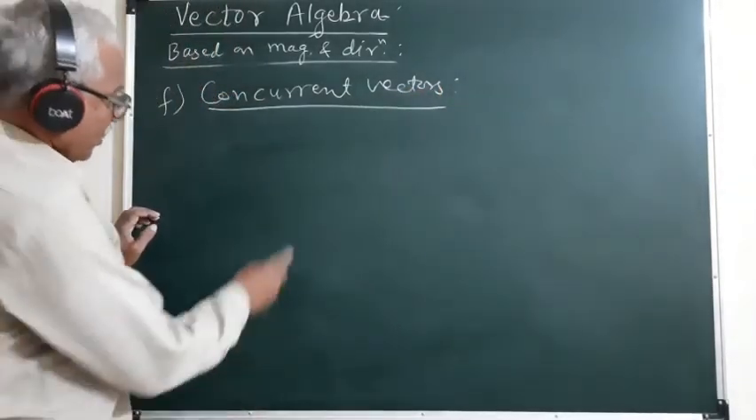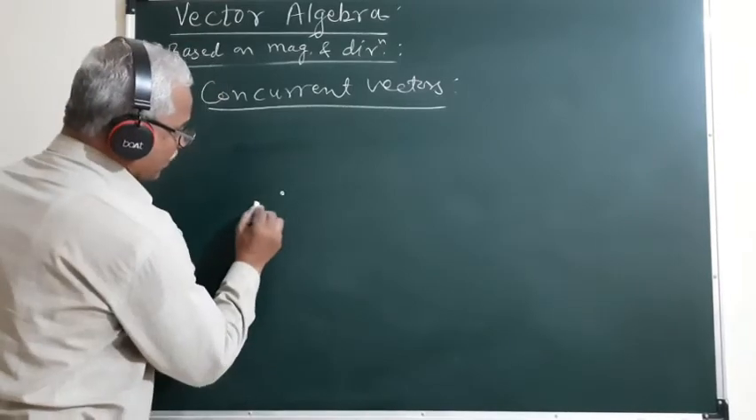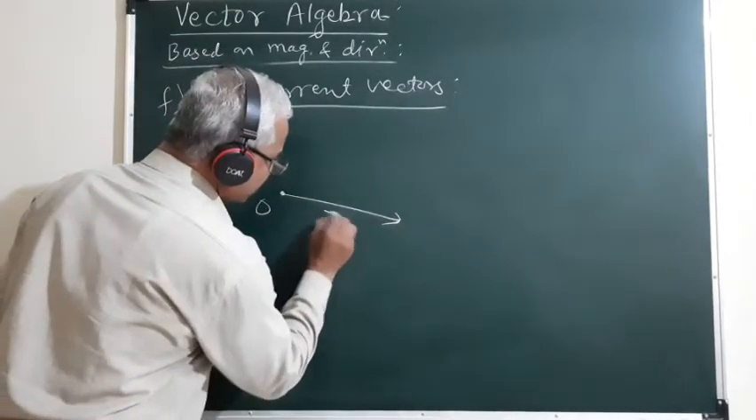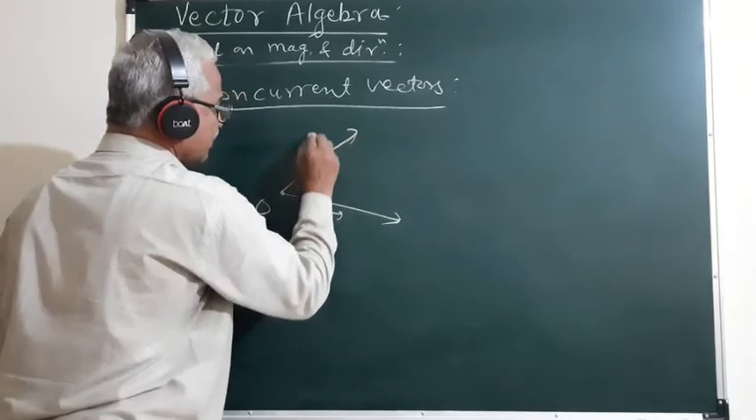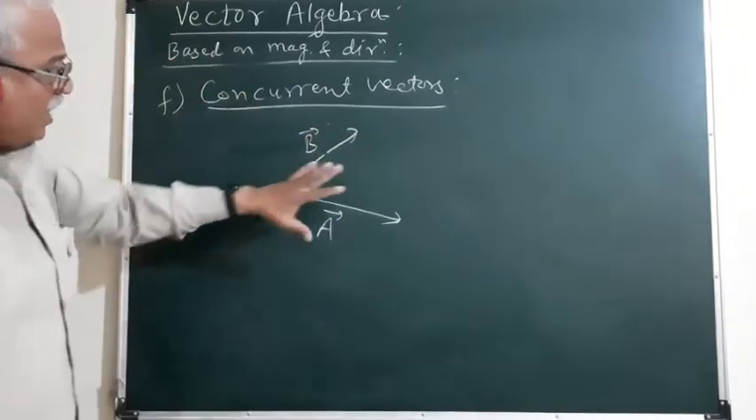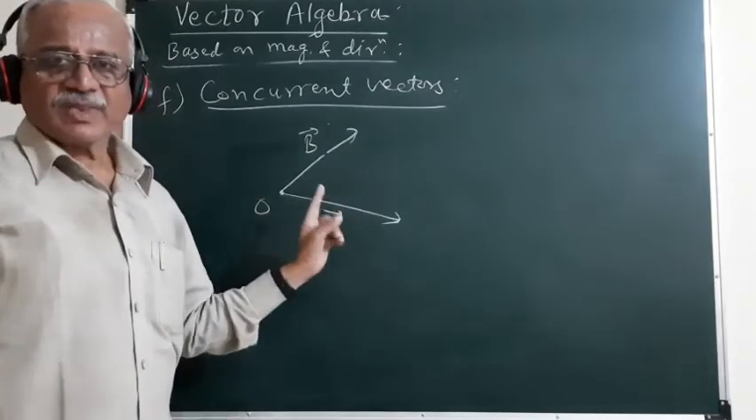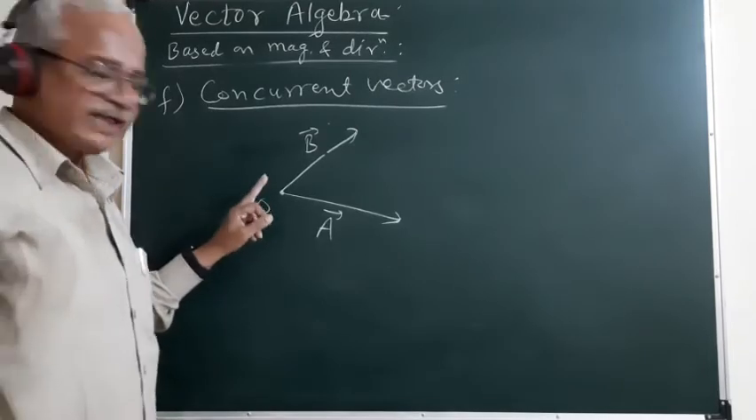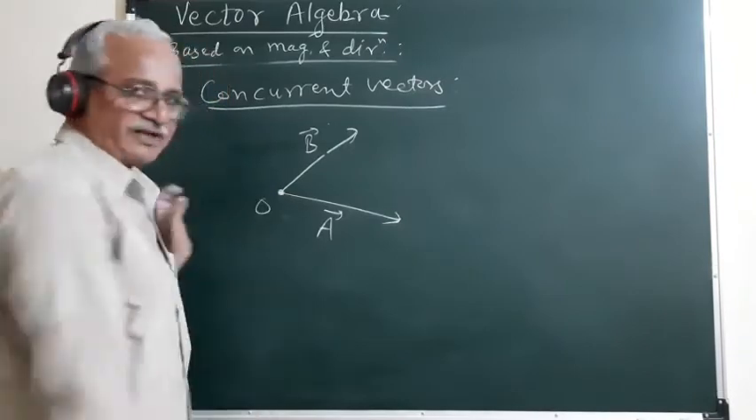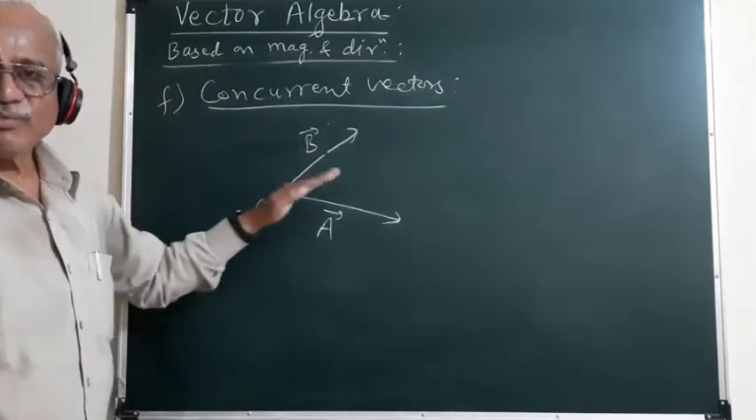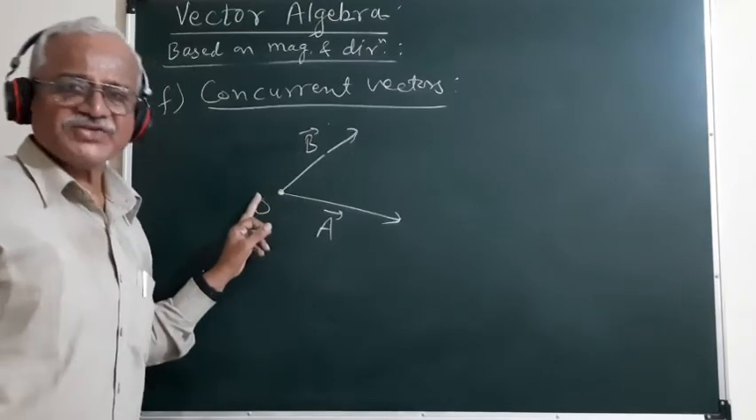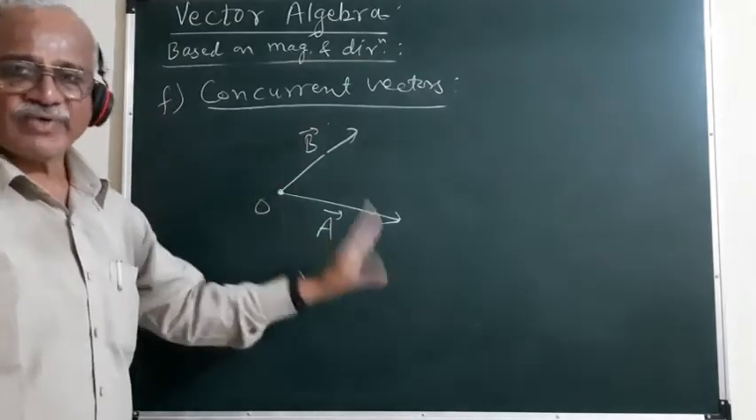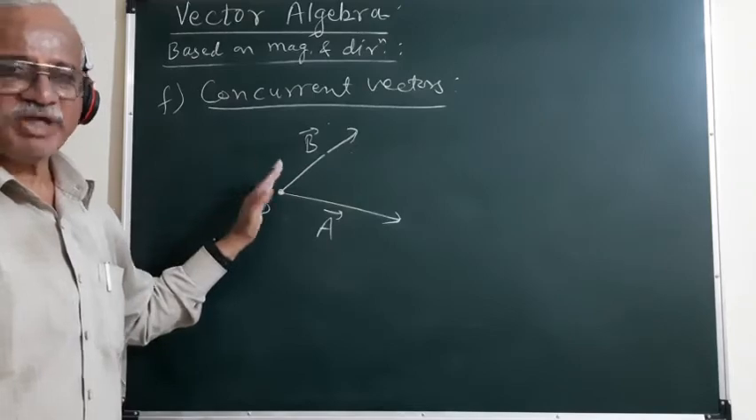Concurrent vectors. If we have two vectors, suppose from the point O, one vector is directed like this and the other vector is directed like this. We have these two vectors A bar and B bar such that the starting point or the origin of both the vectors coincide with each other. If the starting points of the two vectors coincide with each other, such two vectors are said to be concurrent vectors.